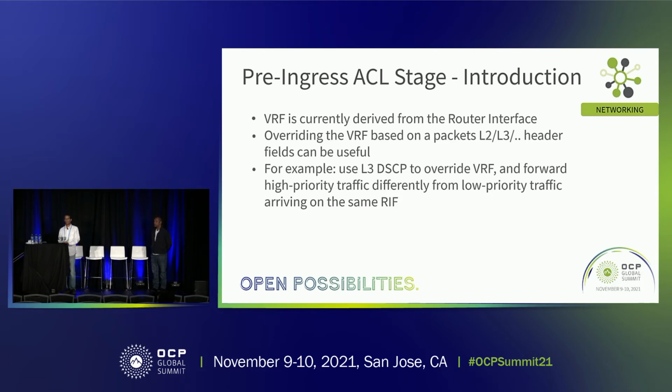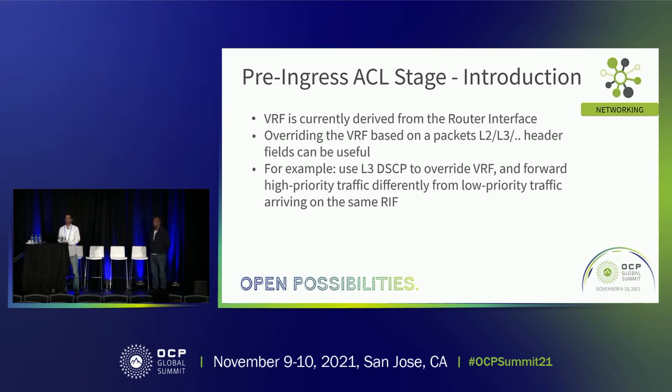packet header-based VRF classification. So today in the SAI pipeline, when an L3 router interface is created, it's assigned a VRF. And when a packet ingresses on the port, based on the ingress port and the packet headers, a router interface is derived. And from that router interface, you figure out which VRF you're going to use when you do the L3 destination IP lookup. So we felt the need for more flexibility in the VRF assignment, specifically to be able to use the packet header fields themselves to override the VRF that would have been derived from the router interface.